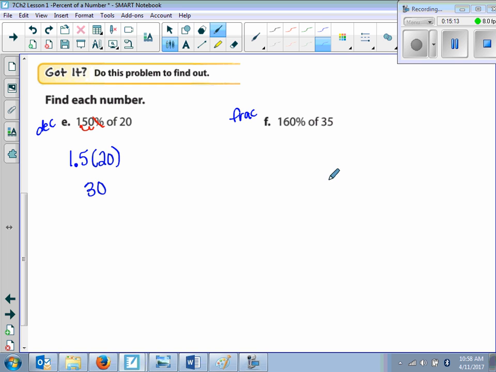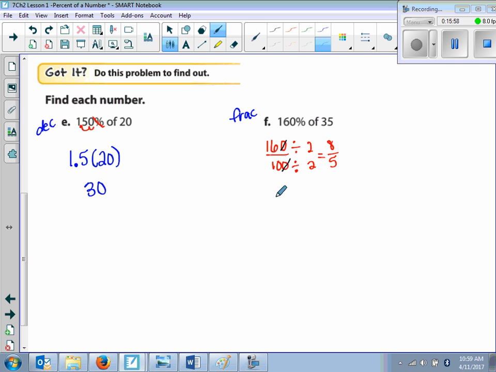Then for the fraction, we're going to write 160% as a fraction. Remember, per 100. So we're going to have 160 over 100. And now we can simplify this fraction. So we can, again, take away those ending zeros, and then we can divide by 2. Very good. Divide by 2 in the numerator and the denominator, and we end up with 8/5. So that is the number that we're going to multiply times 35.